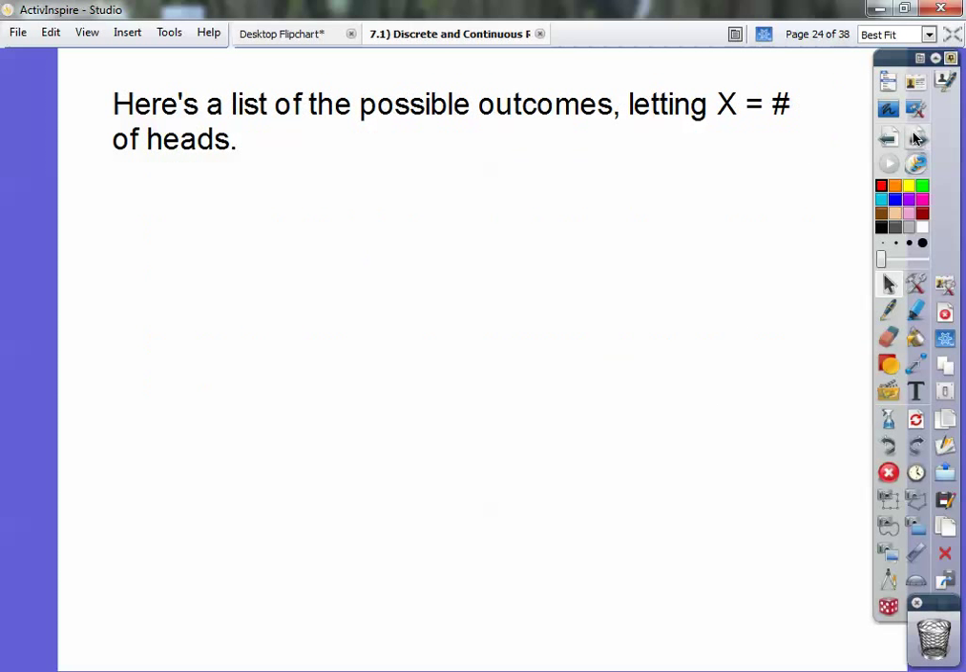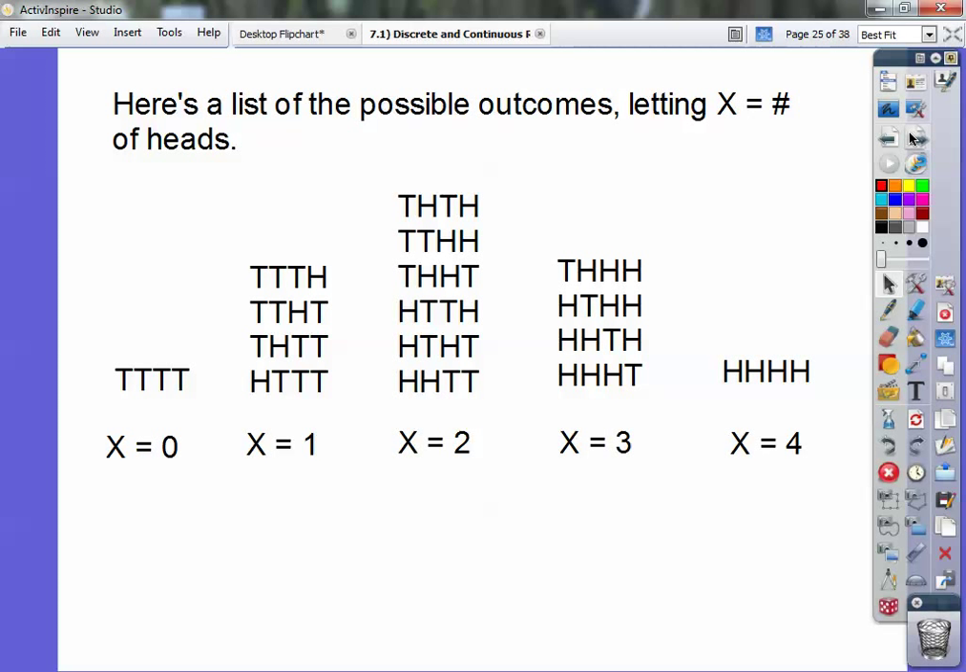Okay, and here is a list of the possible outcomes, and I'm going to let x equal the number of heads. So here's where we have 0 heads, and you saw this earlier. We went through this before. 0 heads, and then here's where we can do 1 head right here. There's 4 different ways to get 1 head.